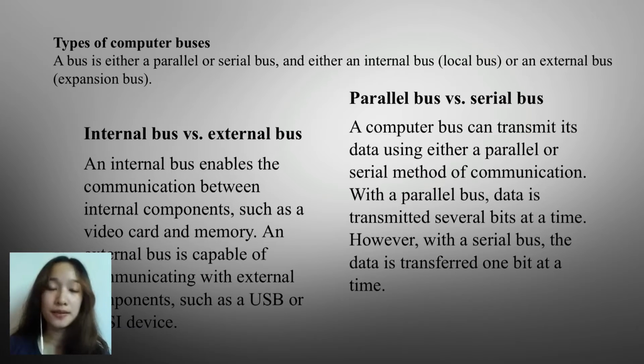So, internal bus versus external bus. An internal bus enables the communication between internal components such as a video card and memory. An external bus is capable of communicating with external components such as a USB or SCSI device. The next one is parallel bus versus serial bus. A computer bus can transmit its data using either a parallel or serial method of communication. With a parallel bus, data is transmitted several bits at a time. However, with a serial bus, the data is transferred 1 bit at a time.